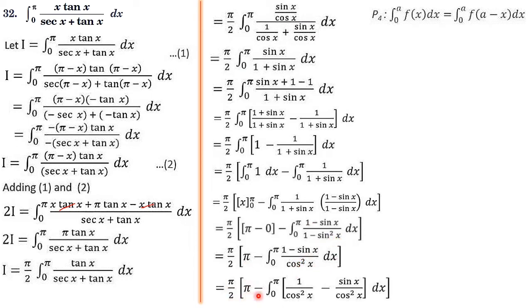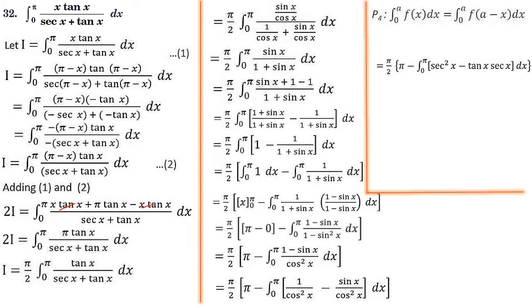So pi by 2 into pi minus integral 0 to pi, split it, 1 by cos square x minus sin x by cos square x. That is pi by 2 minus pi in 0 to pi, 1 by cos square x is sec square x, minus sin x by cos x we will take and write as tan x. And there is one more cos x balance in the denominator, so 1 by cos x is sec x. Once again, sin x by cos x we are taking together and writing as tan x. The denominator is cos square x, only one cos x we have taken, one cos x balance is there. So 1 by cos x we will consider as sec x dx.